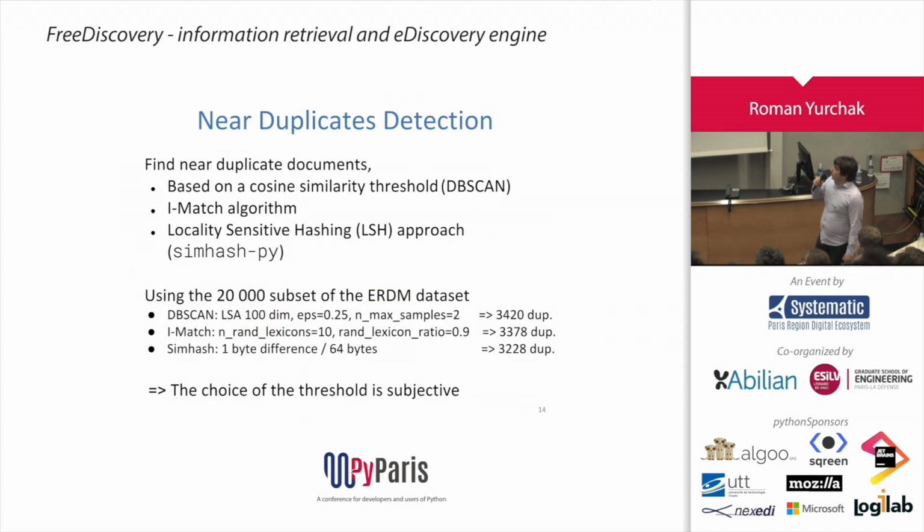A second step is then to find near duplicates. There are a number of ways that this could be done. For instance, we could define a cosine similarity threshold and use the DBSCAN algorithm, saying that documents which have a higher cosine similarity than this threshold are near duplicates. The choice of the threshold is a bit arbitrary, and it depends really on the data and on what we're looking for, on our criteria.